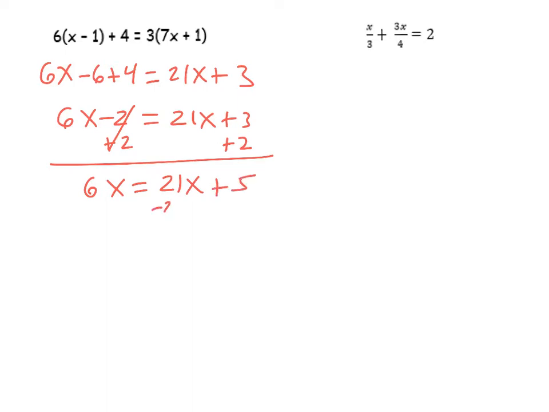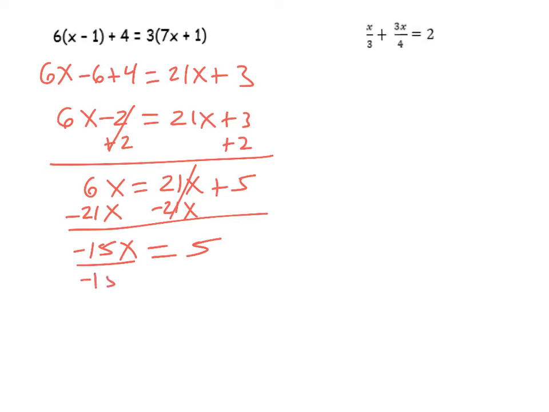All right, I'm going to subtract 21x. As always, I'm taking the approach that my constant terms and my terms that have a variable, I want them split up. So I got negative 15x over here, 5 over there. All right, I'm going to divide by negative 15.